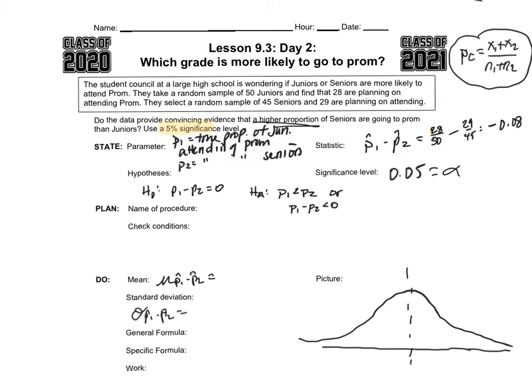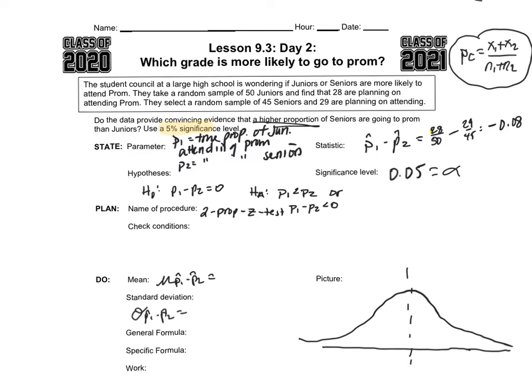Okay. Name the procedure. We're getting really good at this game. There are 2 topics, juniors and seniors. This is a test, and this is proportions. So we will call it a 2 prop Z test.